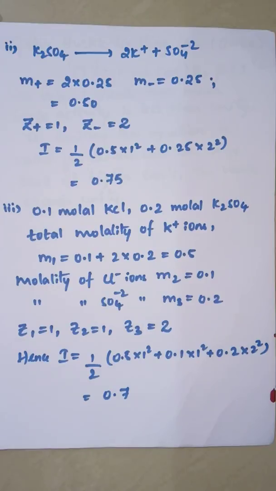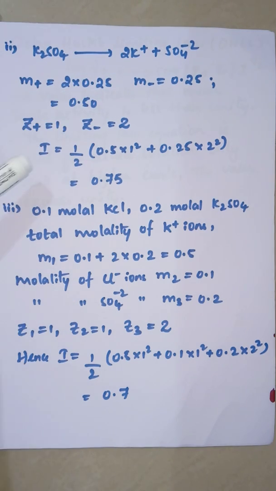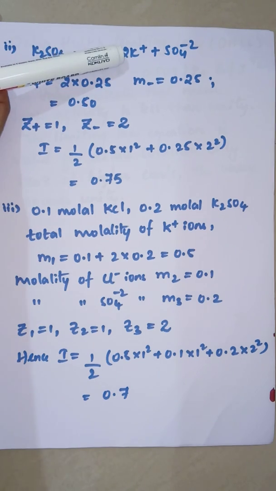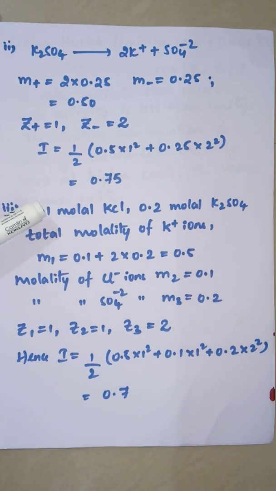Next question, 0.25 molar K2SO4 solution. K2SO4 will dissociate into 2K plus and SO4 minus 2. Now you have to write M for each ion. The molality given is 0.25 for K2SO4, but from the equation we know there are 2 moles of potassium, 2K plus. So M plus will be 2 into 0.25, that is 0.50. And M minus is 0.25, because here we have only 1 mole of sulfate but 2 moles of potassium, hence we have multiplied it. The valency for potassium is 1, whereas for sulfate it is 2. Now substitute in the formula to get your answer.